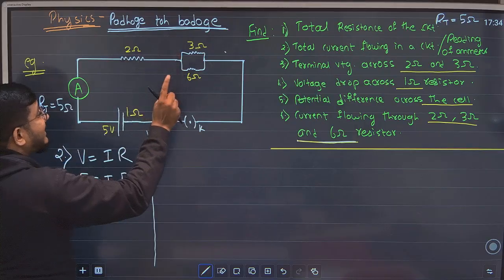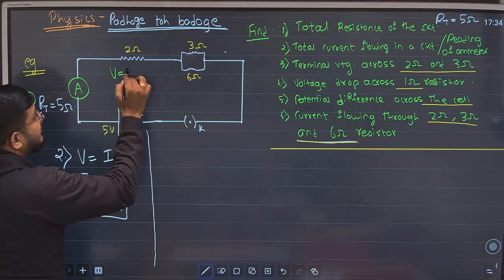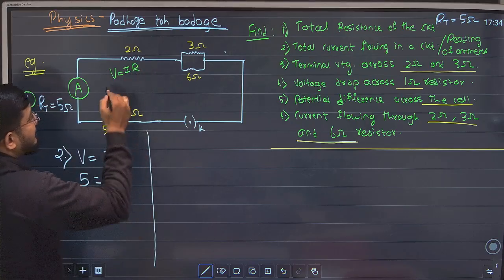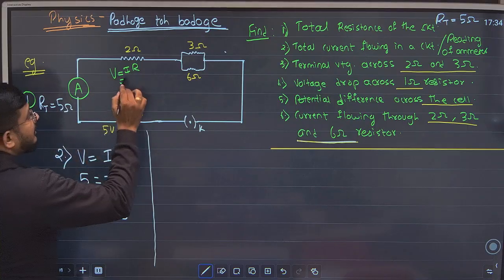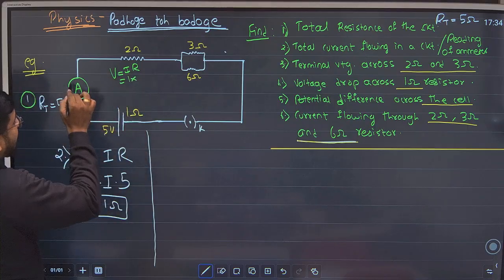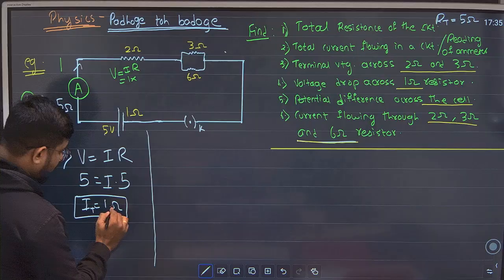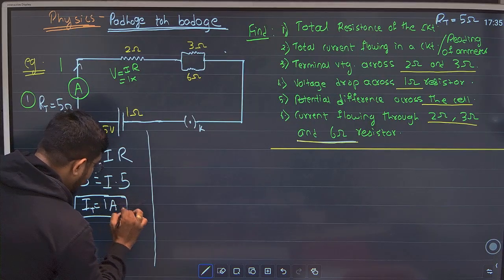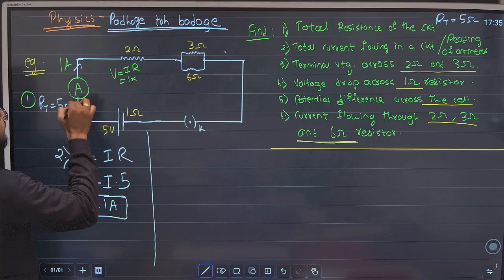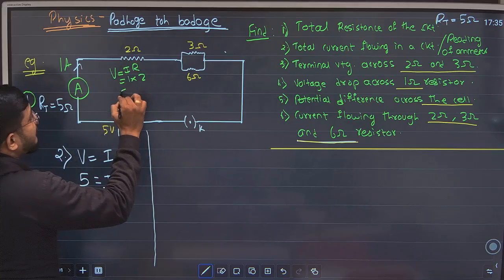Wherever you are seeing the resistor, my suggestion will be find the V, that is V equal to IR, everywhere. So here V will be I into R. What is I? I is 1. And current is flowing over here, that is 1 ampere. Same over here, 1 ampere. R is 2 ohm. So 2 into 1, 2 volt.